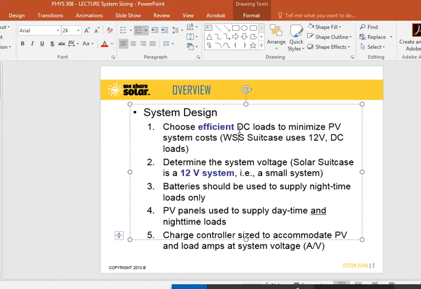Well, it's because the traditional incandescent bulbs are not just producing light, but they're also producing a bunch of heat as well. Whereas the LEDs do not produce as much heat, they produce some still, but they're producing mostly just light. So we're going to determine our system voltage. Generally, solar suitcase is a 12-volt system.